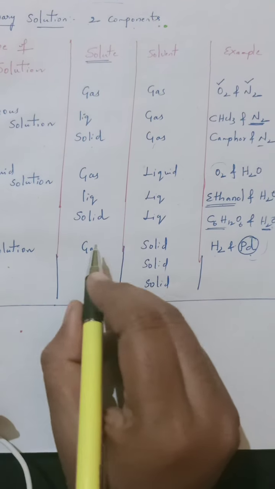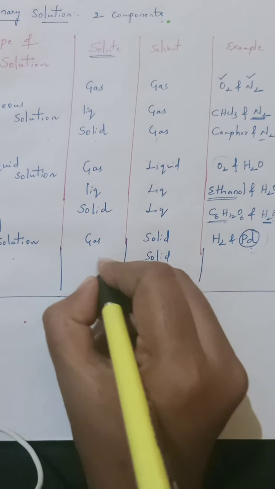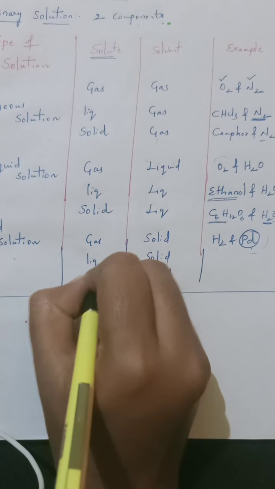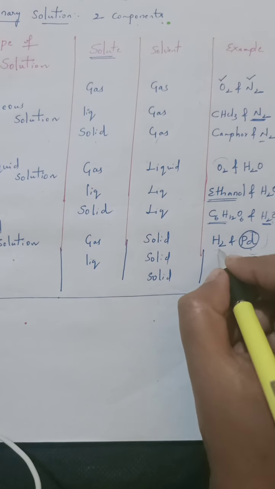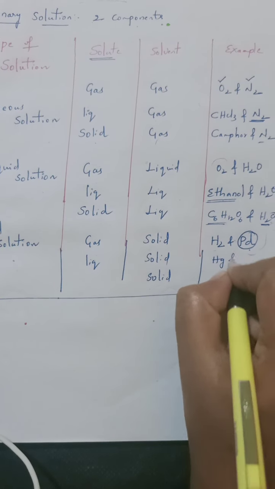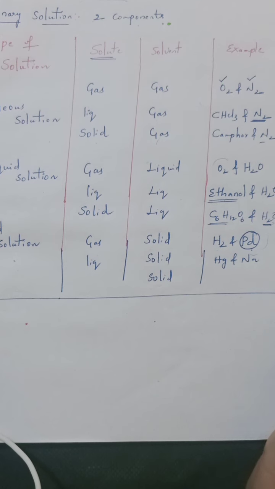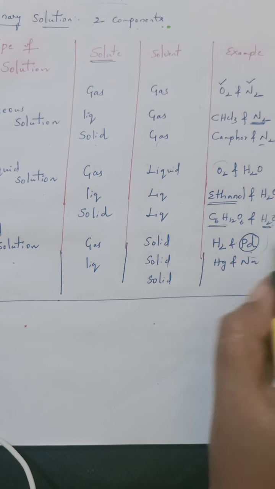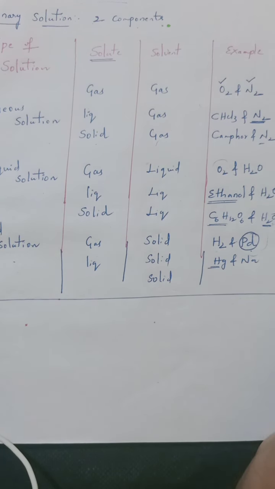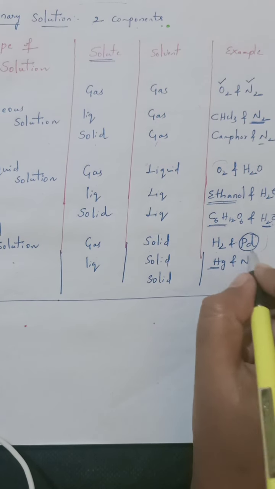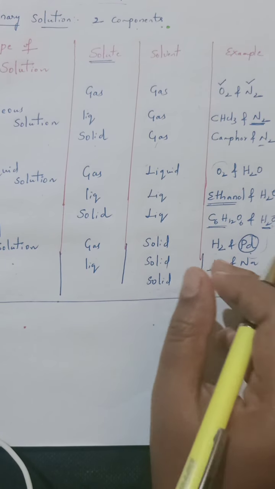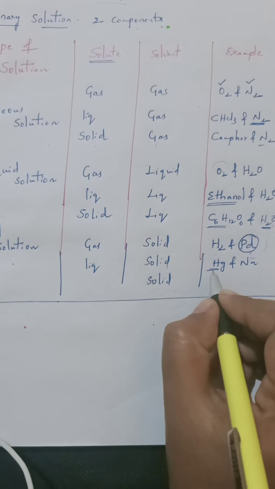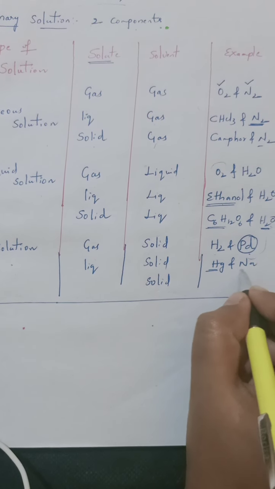Now next one. In the next solid solution, the solute condition will be liquid, when a liquid is dissolved in a solid solvent. For that example, we can take mercury and sodium, the amalgam of mercury with sodium. We know mercury is always present in liquid state and sodium is present in solid state. When we mix this mercury with sodium, that gives a solution because two components are present. In that, one is the solute and the other is the solvent.